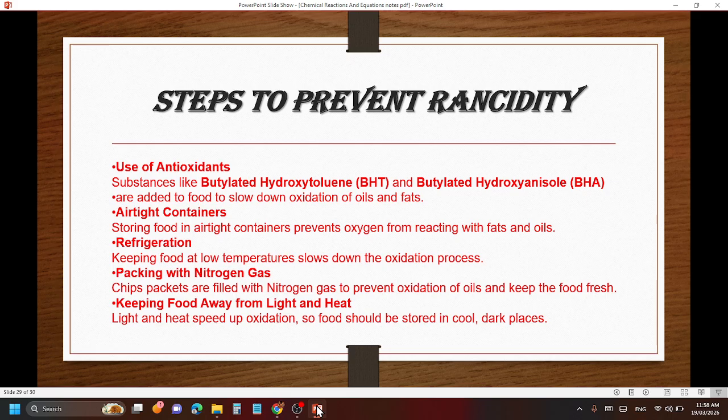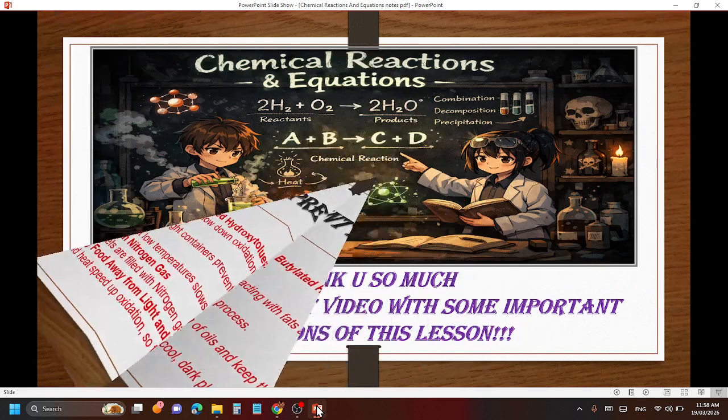Using airtight containers, so that oxygen is prevented from reaching the food, and oils and fats can be stored for a very long time. Third one is refrigeration, keeping the food in the fridge. Most people do that so that food can be stored for a long time. Next is packing with nitrogen gas. Remember, guys, the chips which you eat, that is not the actual quantity. 75% will be nitrogen and 25% will be chips, because the chips must be kept fresh, and nitrogen gas is the gas which prevents oxidation. These are some processes used to prevent rancidity: antioxidants, airtight containers, refrigeration, and packing with nitrogen gas.